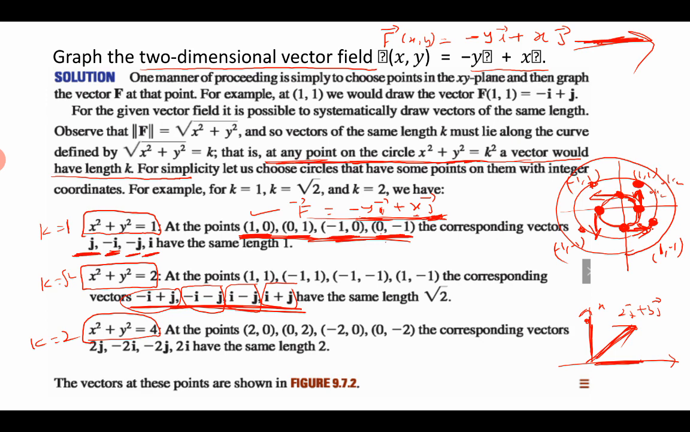The vector is negative i plus j. So negative i at this point is opposite to x direction, this way, positive j in this direction. So your flow is in this direction. Similarly, at this point you will find the vector is flowing in this direction. At this point it will be moving in this direction. At this point it will be in this direction. So on the third circle you can try, and the graph is roughly given here.